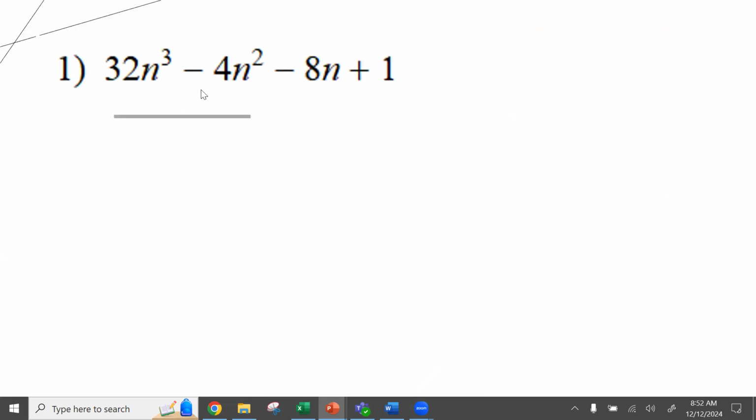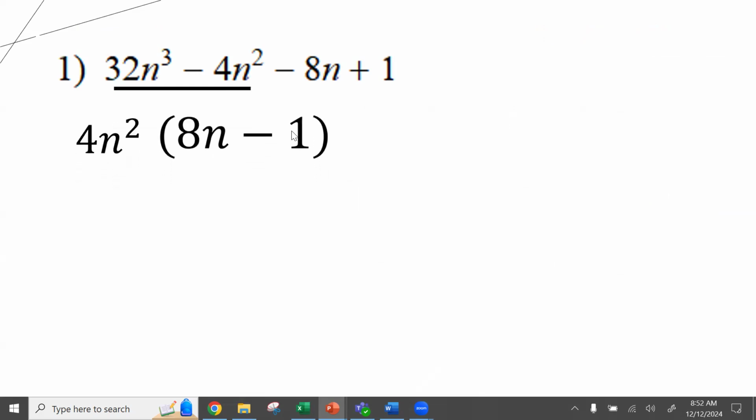Another example, here we go. We can take out a 4n squared. We're left with 8n minus 1. Again, the sign one that you just have to switch the sign always trips students up. I want it to be negative 8n plus 1, so I take out a negative 1.